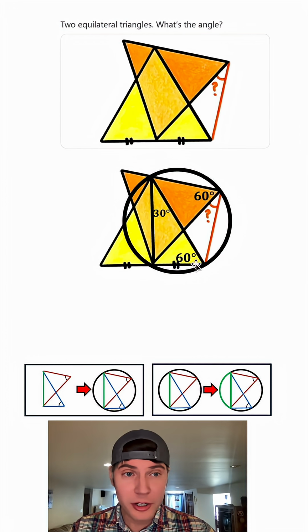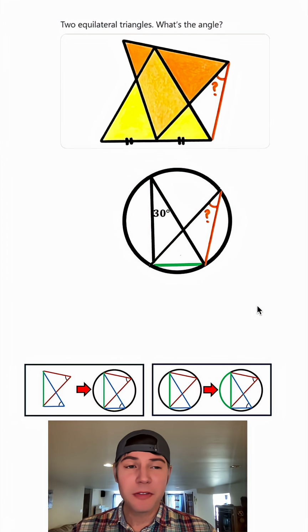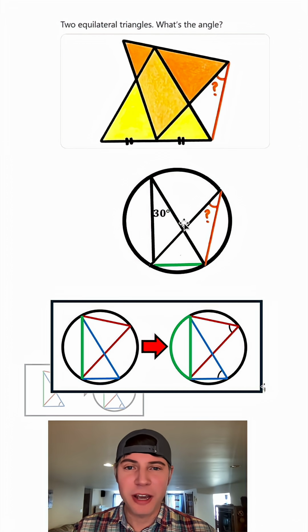Note this chord of the circle right here. Let me color it green. This is a very important chord. Both of these angles subtend this chord. So using this theorem, we know that these two angles are congruent.